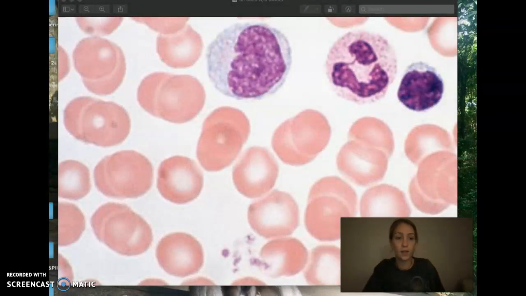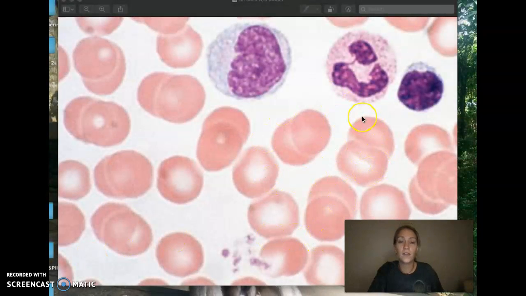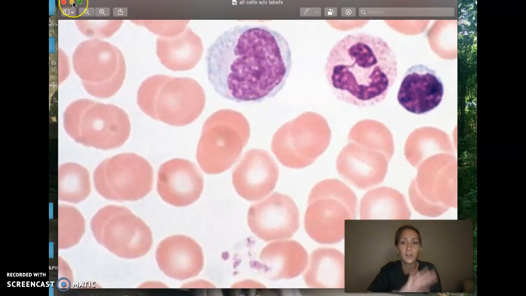Today I'll be talking about blood and the components of blood. Starting off, I have a slide here on the screen, pointing out a couple of different things. At the top, we have white blood cells, 1, 2, and 3. The more pink cells are red blood cells, and down here, these cell fragments are platelets. So that's a general overview, and then I'll go into each one.